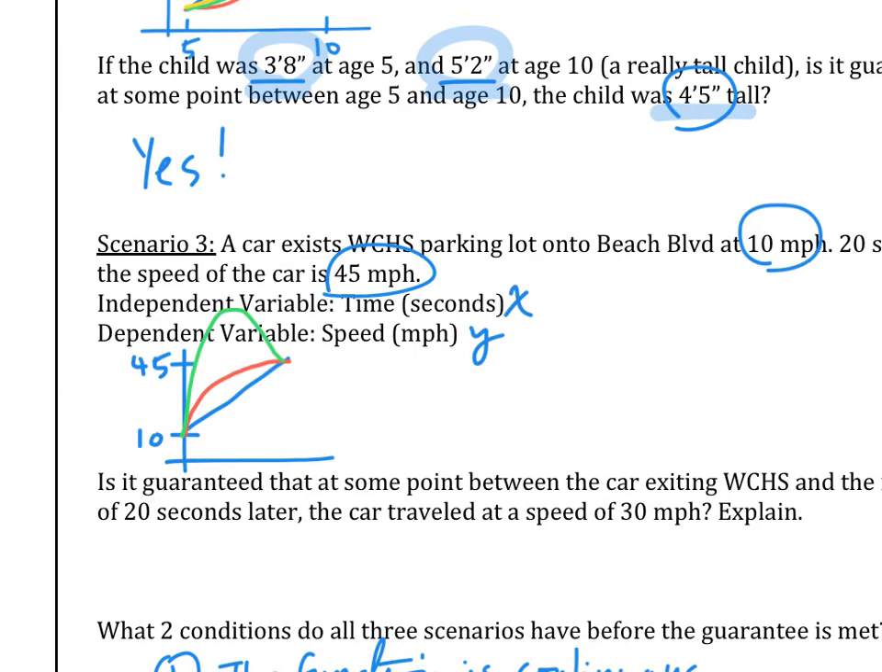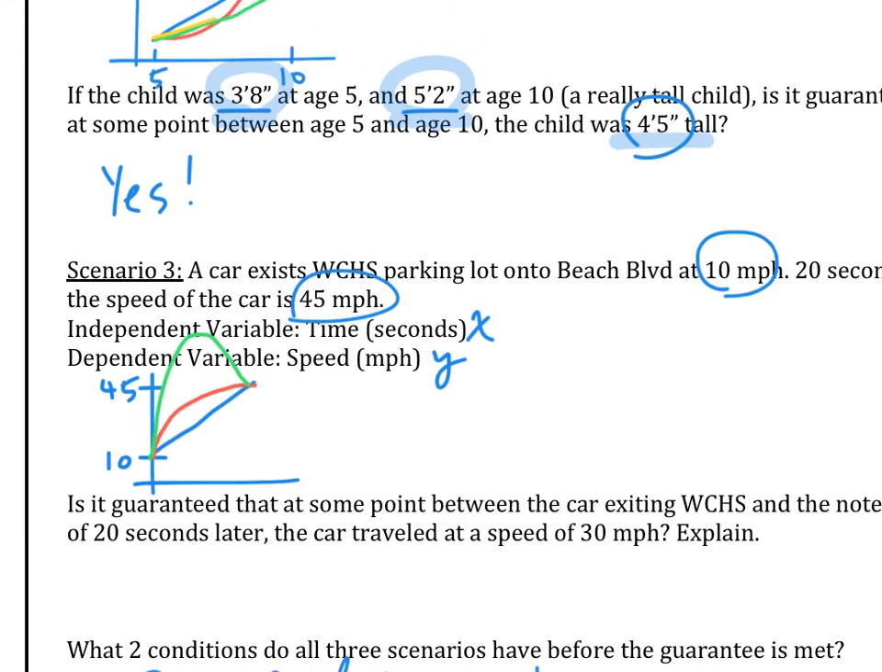Scenario 3. If this car went from 10 to 45 miles per hour, is it guaranteed that it has to pass through 30? Yes. Is it guaranteed that it has passed through 60? We don't know. It's possible, like the green graph I drew here. Maybe they sped really fast and went up to 60, but it is not guaranteed. So what is guaranteed? Whatever is enclosed between the two endpoints, in this case 10 to 45.